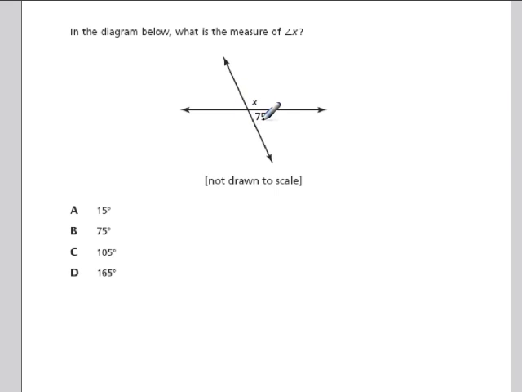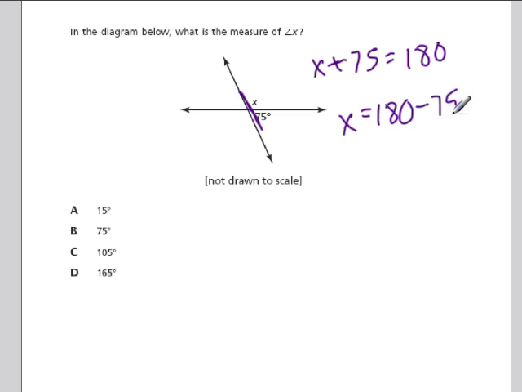Alright, and here they say, what is the measure of x, angle x? Well, again, one way to solve this is to recognize that this angle, which is 75 degrees, and angle x sit on this straight line. So if I add them up, I have to get 180 degrees. They're supplementary. So to figure out the missing value, I'm just going to take 180 and subtract 75 from it, and I get 105 degrees as the value of x, choice C.